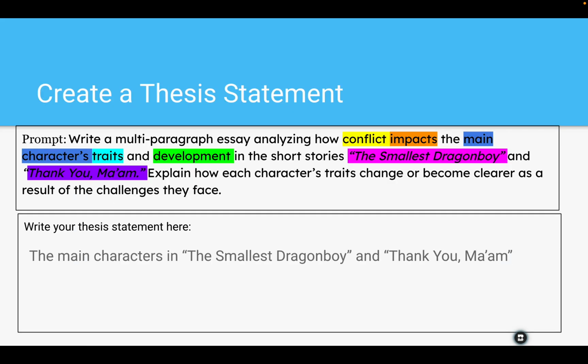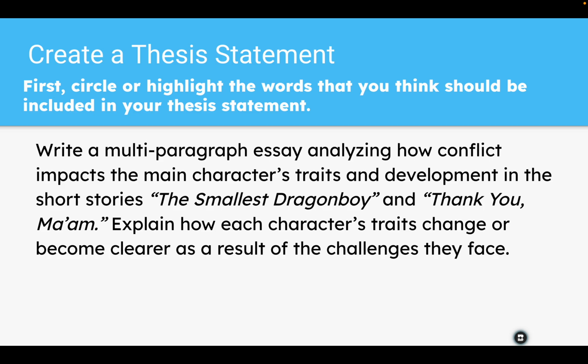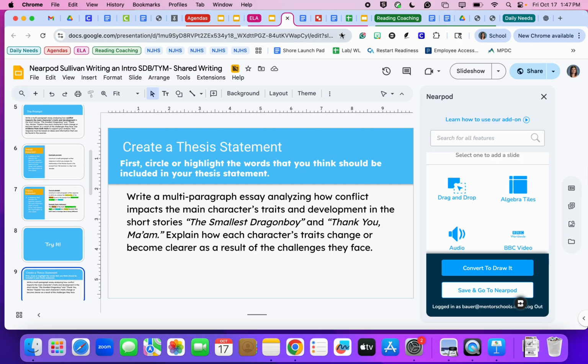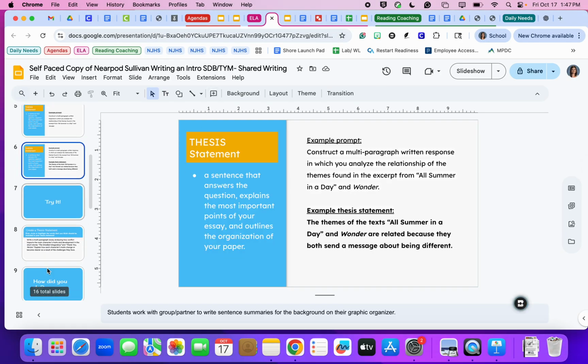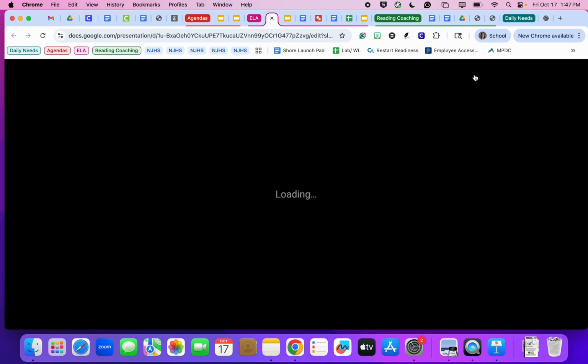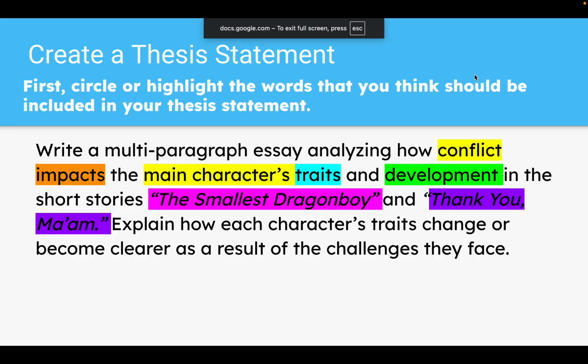All right. Oh, apparently I don't have that answer in there. Okay. So let's see how you did. These were the words that I highlighted, and I want you to pause and read the words and see if you highlighted similar words.